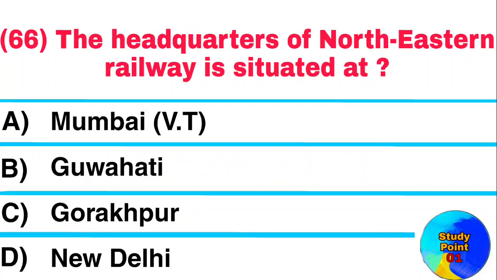Question. The headquarters of Northeastern Railway is situated at A. Mumbai CST. B. Guwahati. C. Gorakhpur. D. New Delhi. Answer. Gorakhpur.